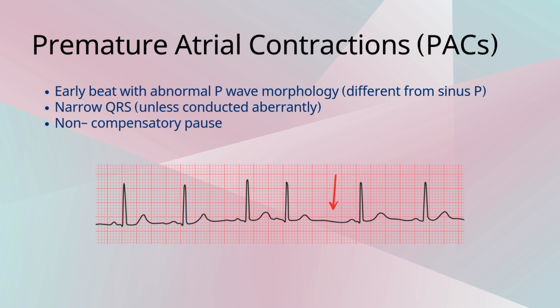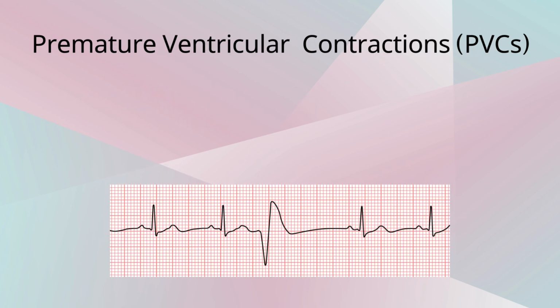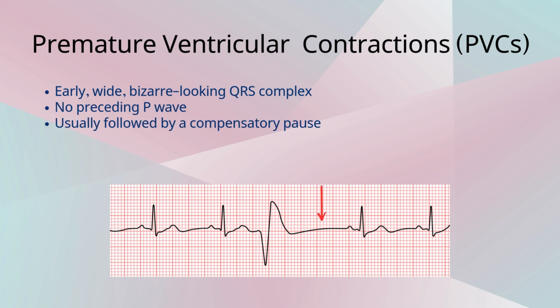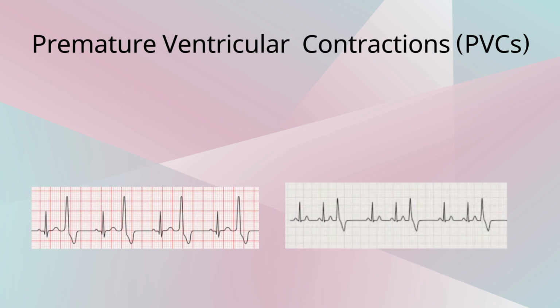Next, and probably more clinically significant, are premature ventricular contractions, or PVCs. These arise from the ventricles, so the QRS is wide and kind of bizarre looking with no preceding P wave. The next sinus beat arrives as scheduled, but the ventricles are still refractory from the PVC, so that sinus beat doesn't produce a QRS. They're usually followed by a full compensatory pause because the next sinus beat arrives as scheduled, as I just mentioned. PVCs can be unifocal, where they all look the same, or multifocal, where they look different because they're coming from different ventricular foci.